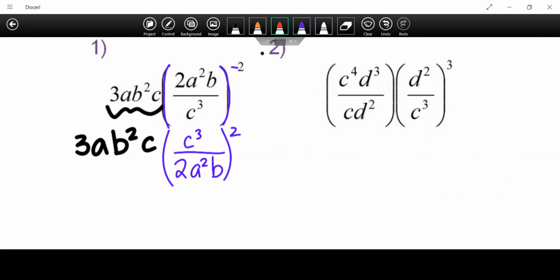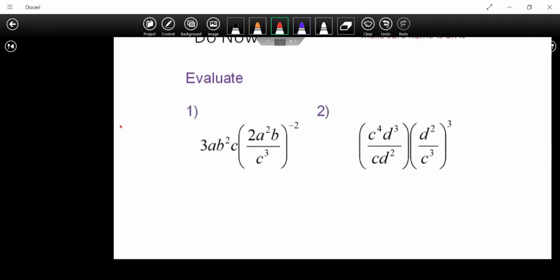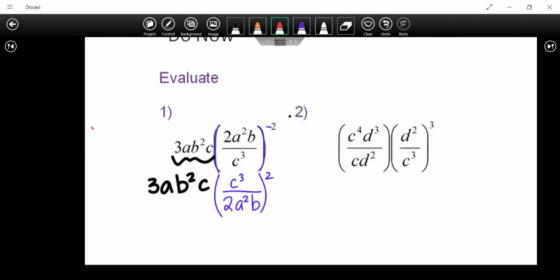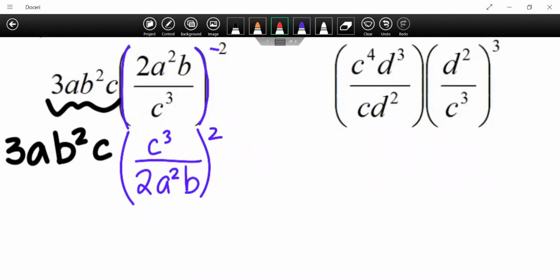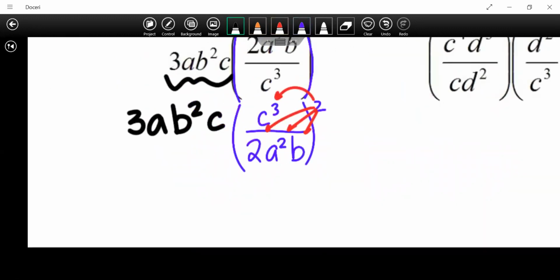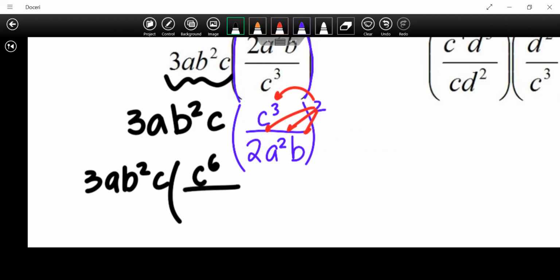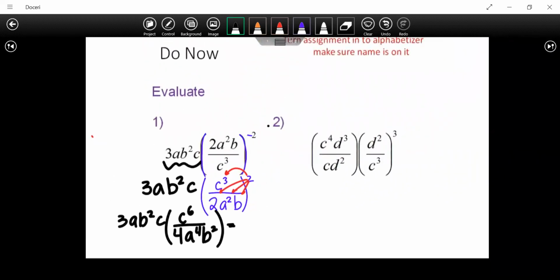What I want to be able to do now is distribute. So I'm going to distribute this 2 into every single term on the top and bottom. This is going to be 3ab squared c, and then I'm going to get c to the 6. 2 squared will just be 4, so I'm going to reduce down just quickly on that. 4b squared. I'm going to bring this to the top for you guys over here.